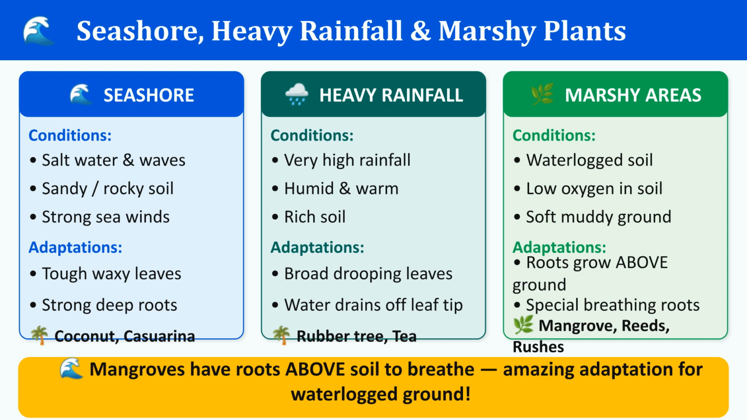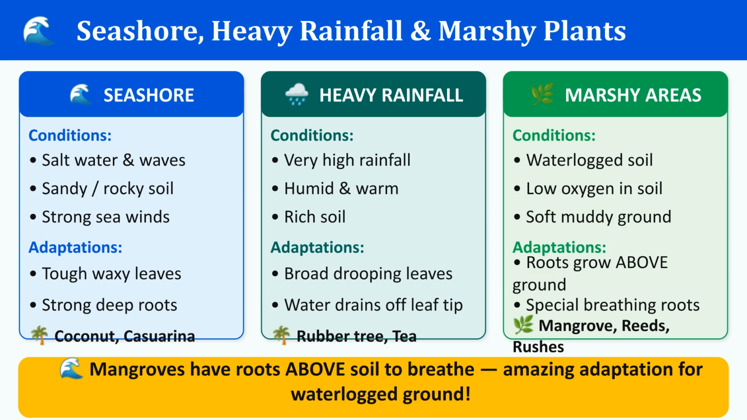Now let's explore 3 more habitats. First, the seashore. Here, plants face salty water, strong winds, and sandy soil. Plants like coconut and casuarina have deep roots for support and waxy leaves to reduce water loss. Next, heavy rainfall areas. These places receive a lot of rain. Plants like rubber tree and tea have broad leaves with pointed tips. These tips help rainwater flow off quickly.